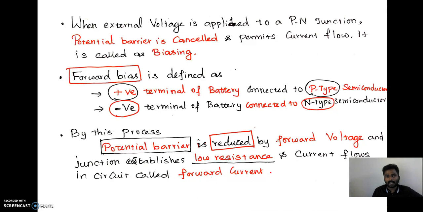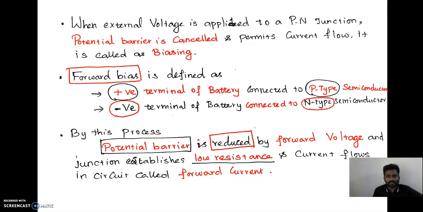As the potential barrier is eliminated or cancelled, it permits the current flow. The resistance decreases and makes the current flow in the circuit. This process of eliminating the potential barrier and permitting the current to flow is termed biasing. Forward bias, as I said earlier, is defined as the positive terminal of the battery connected to the P-type semiconductor and the negative terminal connected to the N-type semiconductor.